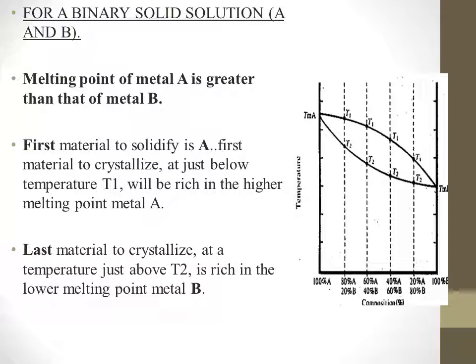So for a binary solid solution, again A and B, melting point of A is obviously higher than that of B. First metal to solidify is A. First material to crystallize at just below temperature T1 will be rich in the higher melting point metal A. And last material to crystallize at a temperature just above T2 is rich in the lower melting point metal B, and which is 80% of B. So as you can see, these graphs are very useful for calculating the composition of the metal at that particular point of temperature.